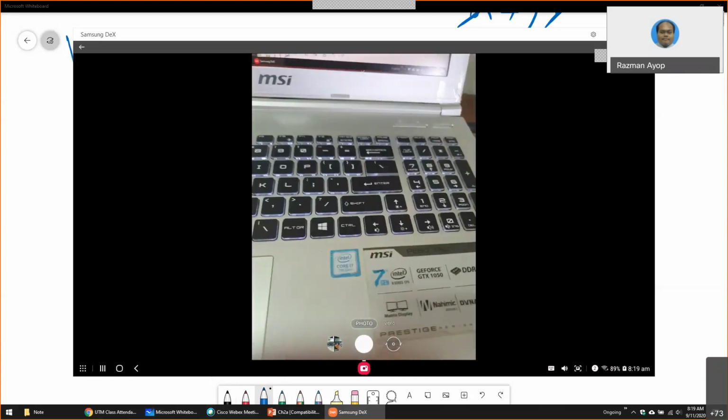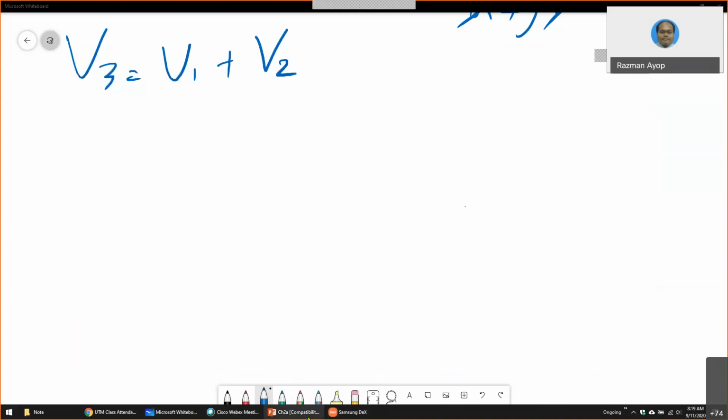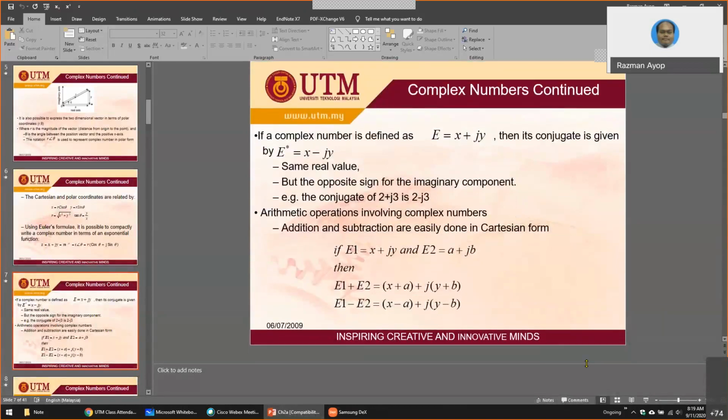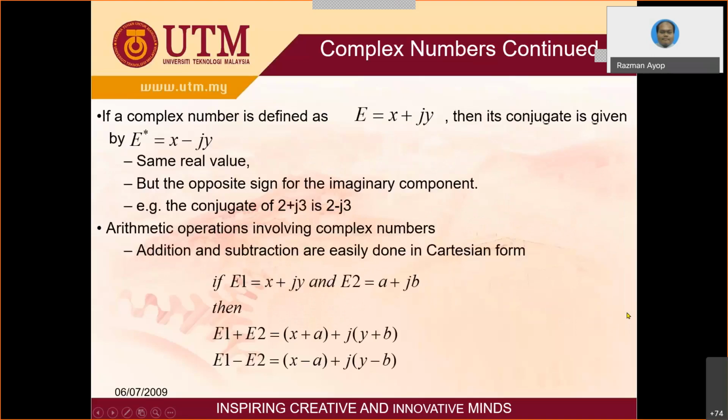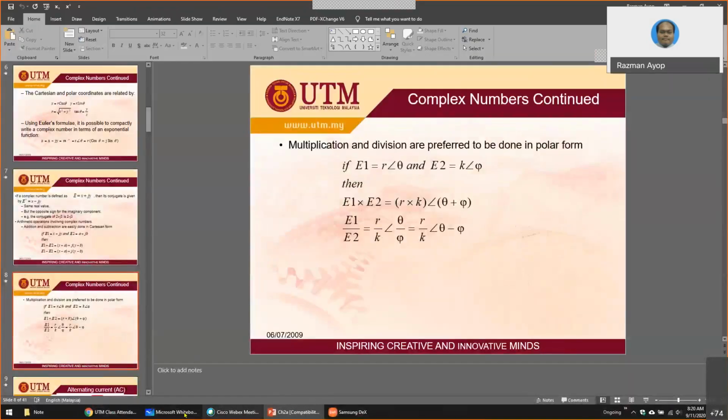Okay, this is plus. How about division and multiplication? For this case, it is better for you to do it in polar form. I give you an example here.